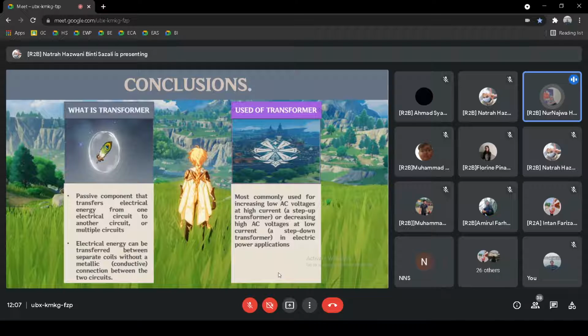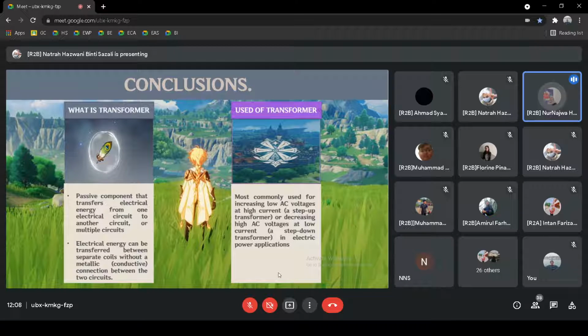Hello, Assalamualaikum. I'm Rushaida binti Muhammad Fazli and I want to present my part of the presentation as well. So my part is a conclusion. So what is a transformer?